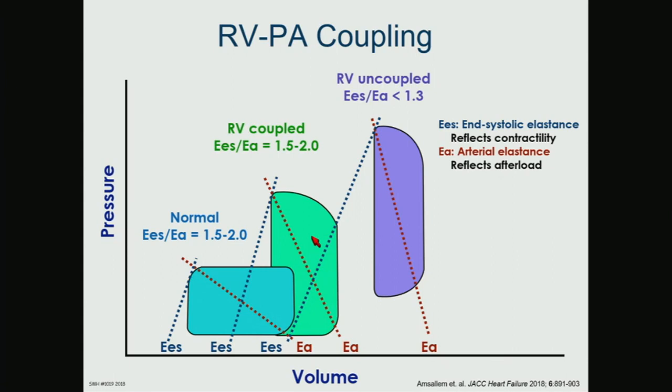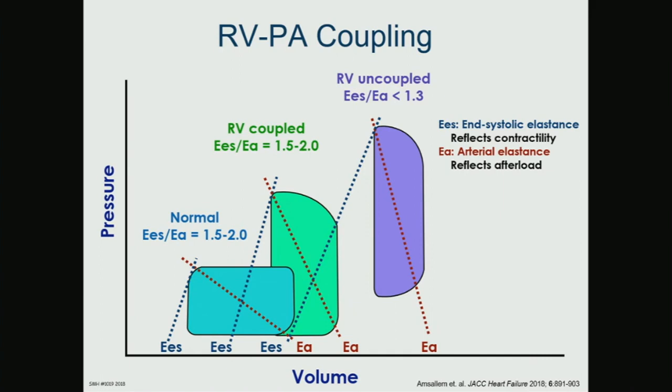As we begin to have failure, the end systolic afterload goes up, but it's compensated to some extent by an increase in contractility, and the right ventricle is still coupled. So the stroke volume is lower, but it generates pressure. And when you get out here, all of a sudden, the end systolic elastance can only increase so much. The afterload is much, much greater, and the right ventricle is uncoupled. And that's when the trouble happens, and that's when the right ventricle begins to fail.